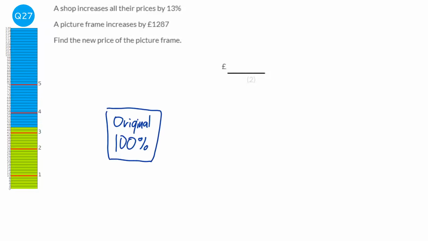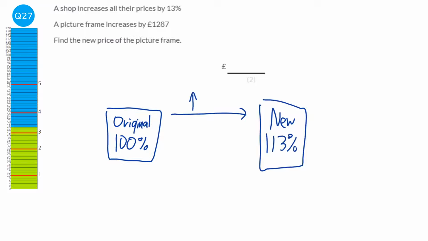The new price, or new amount, represents 113% because it has said that it has gone up by 13%. So it has increased by 13%, and as a value, that increase is £1,287. So it's 13% of the original. It's gone up 13% of the original price.